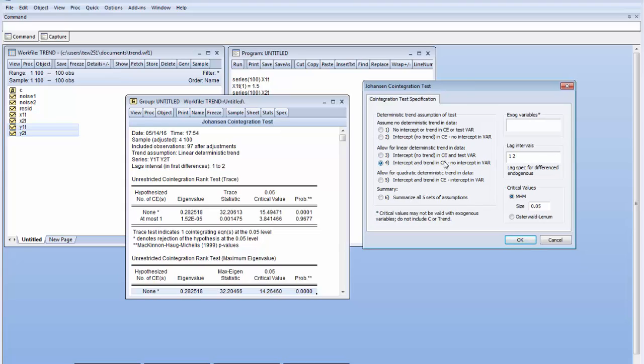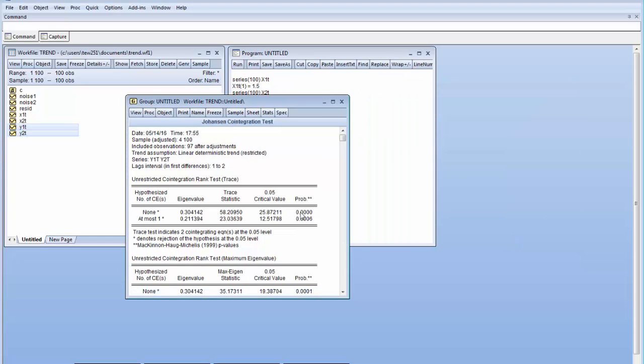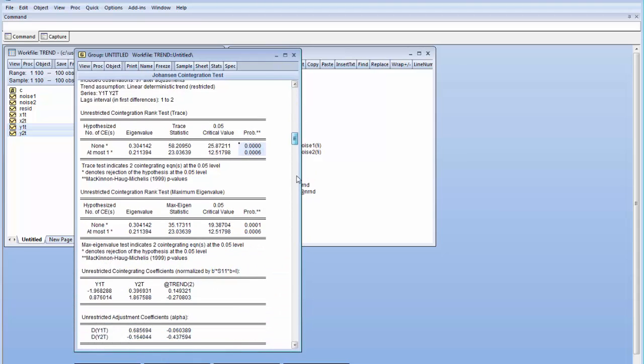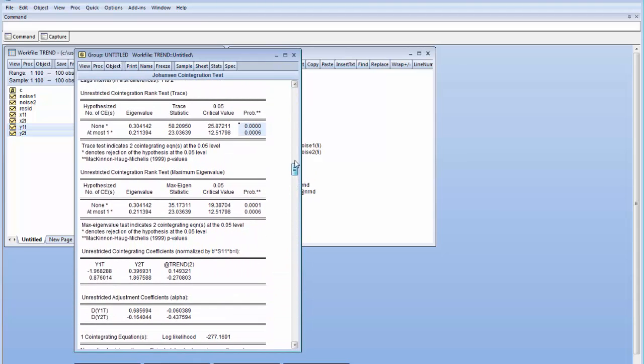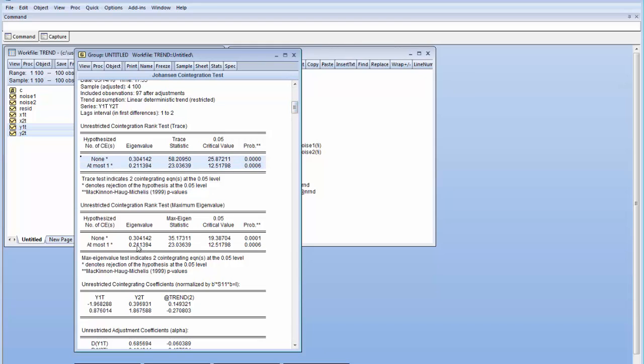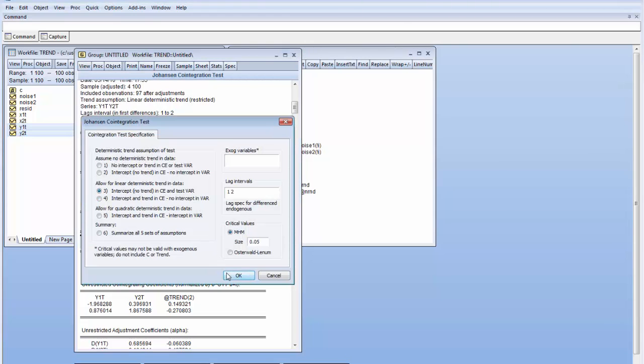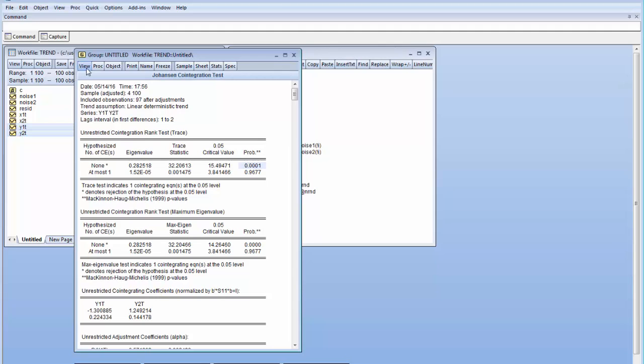Intercept and trend in cointegrating equation with two lags. When you choose this option, there was one cointegrating relation, which makes sense in this context because we have clarity. But choose this one now, click OK. Now this makes you confused, yeah? You get confused quickly at this stage because, look, there are two cointegrating relations. And you do this, there's only one. Now what to do?